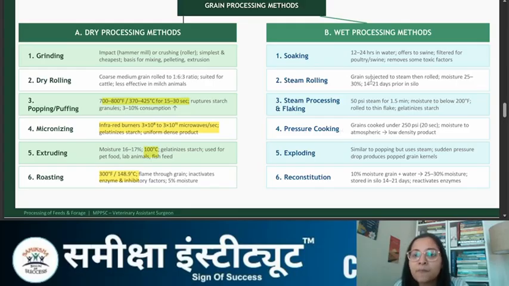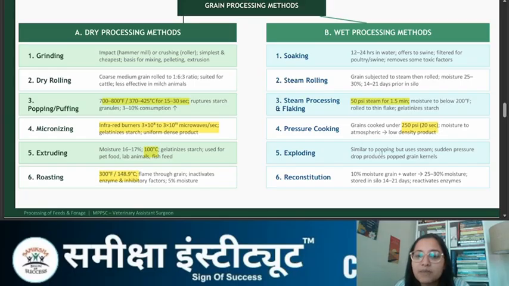Then steam rolling: subjected to steam, then rolled. As was the case in dry rolling, the same is the steam rolling. There will be 25 to 30% moisture present. Then steam processing and flaking: using 50 psi steam for 1.5 minutes and moisture, then to below 200 degrees Fahrenheit temperature. Roll to thin flakes. It also gelatinizes starch. In pressure cooking, add 250 psi pressure for 20 seconds. Moisture to atmospheric pressure. So there will be a low density product.